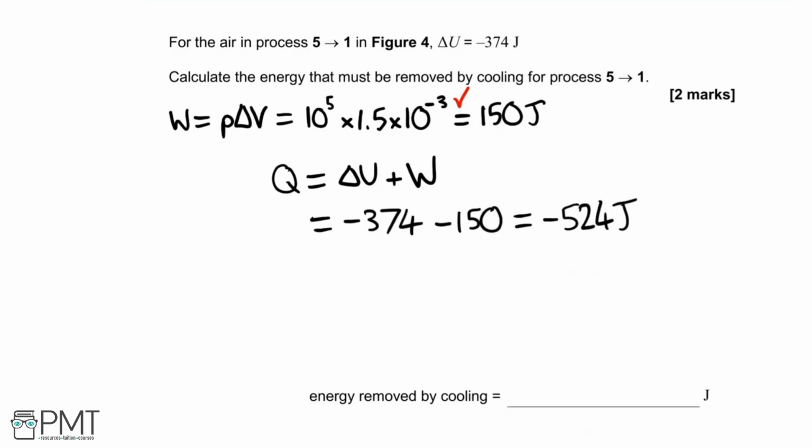We have minus 150 joules for the work here because there's a decrease in volume of the air. Now typically in this equation, Q is the heat added to the system. So because we have a minus value, that represents the system being cooled. So actually the energy removed will be 524 joules without the minus, because we have a negative value of heat being added, which means heat is being removed. So your second mark will be for calculating this value correctly. So 2 marks there.